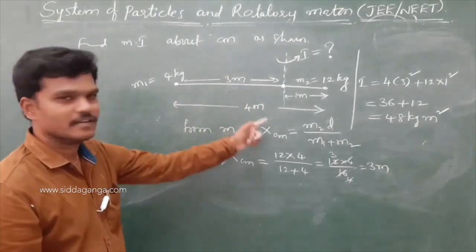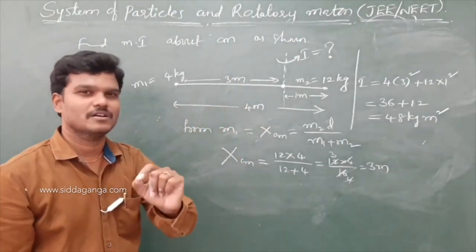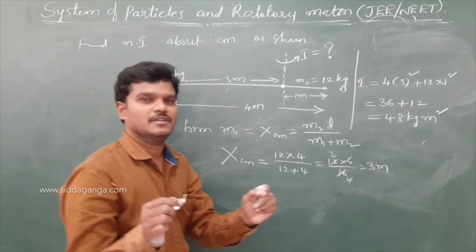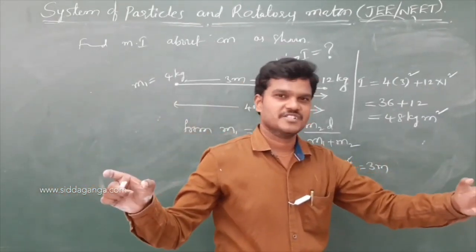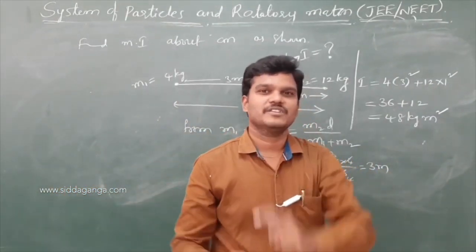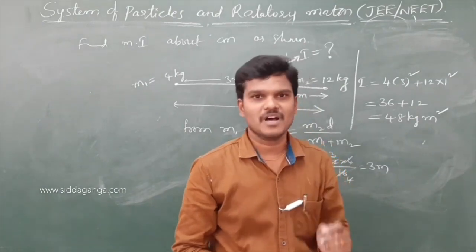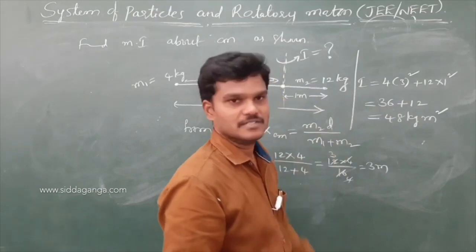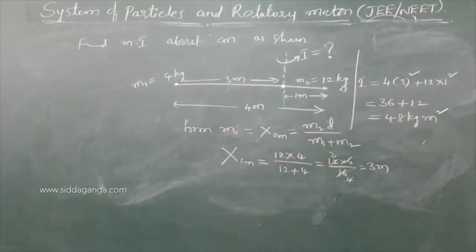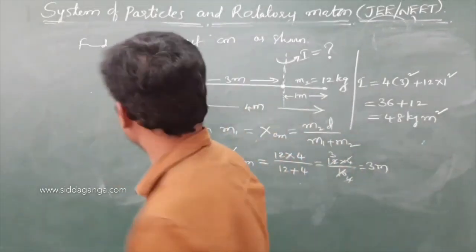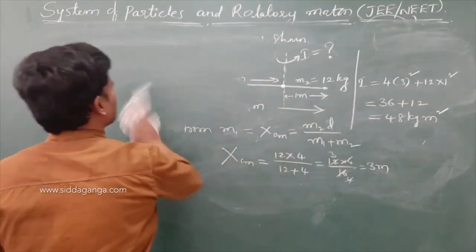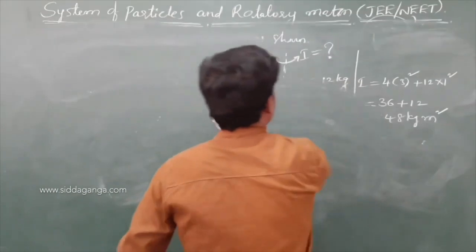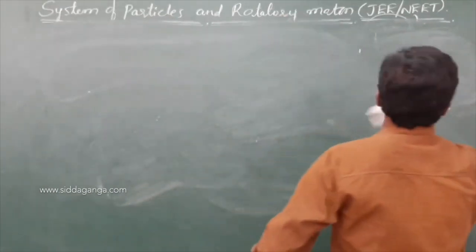They gave this diagram. Otherwise they may give the data: 4 kg, 12 kg separated by a 4 meter distance, then find the moment of inertia about the center of mass. If they give the data, you substitute their values and you will get the answers. Let us see one more question, a simple question. Let me give one question.